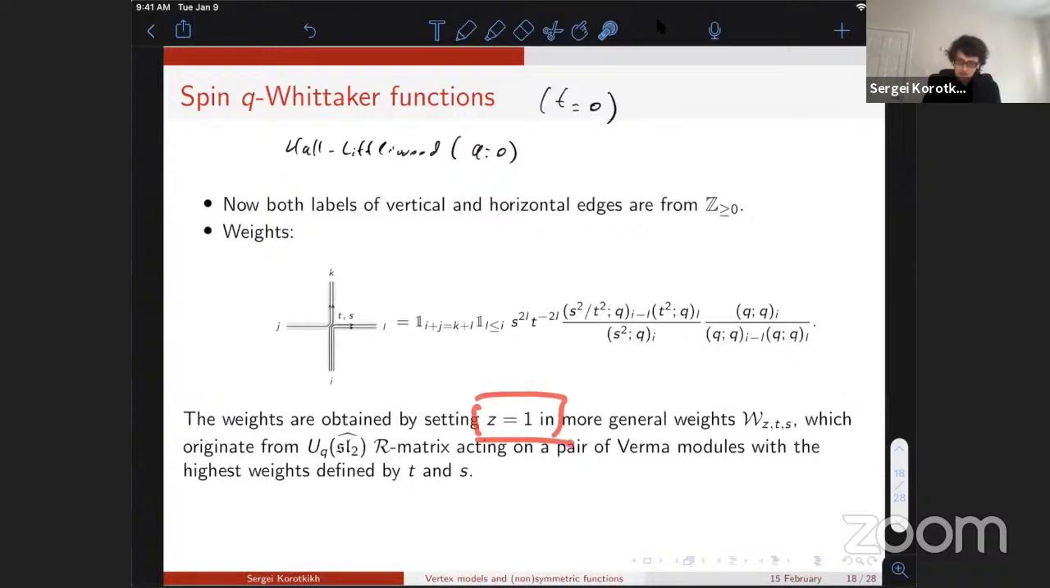But if we set the spectral parameter equal to 1, so we consider a certain degeneration of these general weights, the result will be rather simple weights, which are listed above. These weights are just a particular case of matrix coefficients of the general R matrix between Verma modules of U_q(sl_2). The parameters T and S here correspond to the spin parameters along the horizontal and vertical directions. As a consequence of this construction, the resulting weights are also governed by a bunch of Yang-Baxter equations, which are just particular cases of the general Yang-Baxter equation for the R matrix acting between three arbitrary Verma modules.